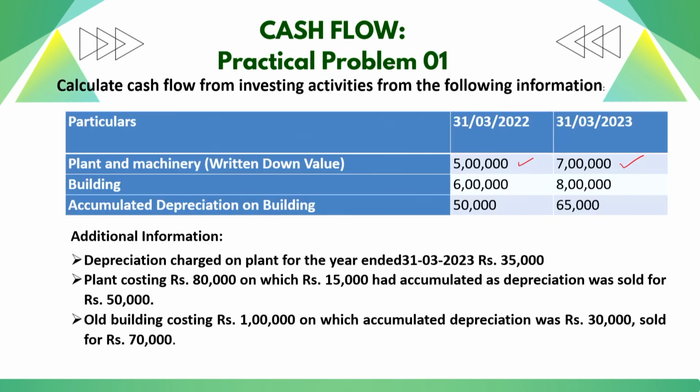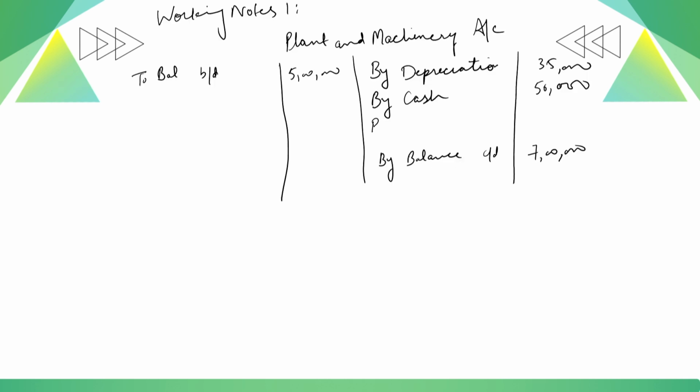Going with this question, out of this 80,000, if we deduct 15,000 for the depreciation, we are left with a balance of 65,000. So the written down value should be 65,000 for this asset in this particular situation, but we sold the same for 50,000. That means there is a gap of 15,000 rupees, which will be the loss. So we will put that loss on the credit side, by loss on sale of plant, that is 15,000.